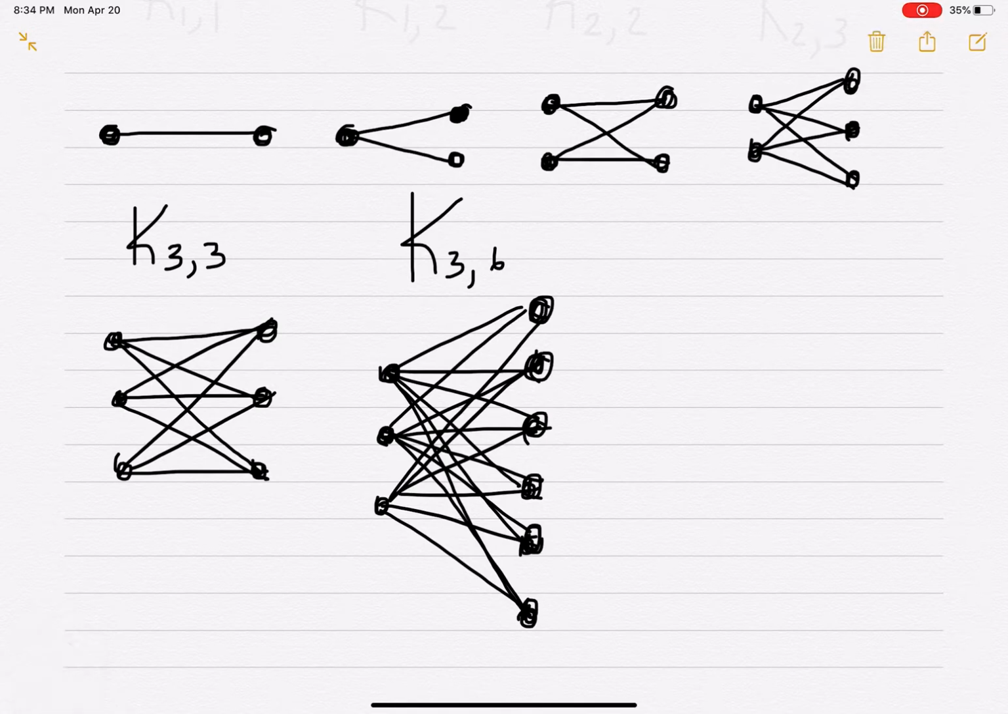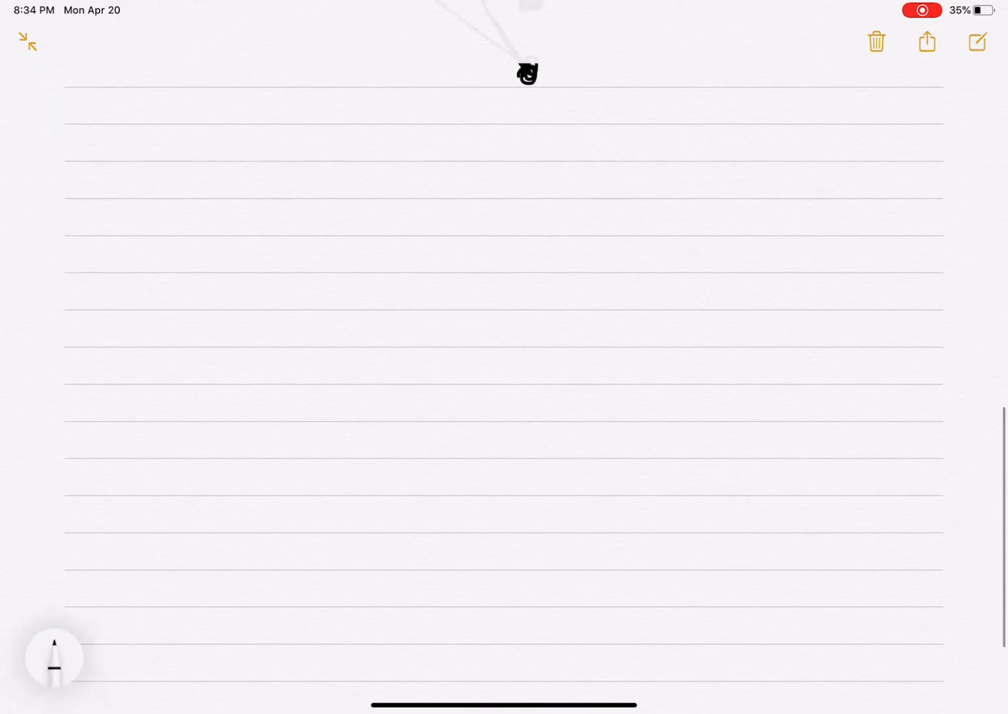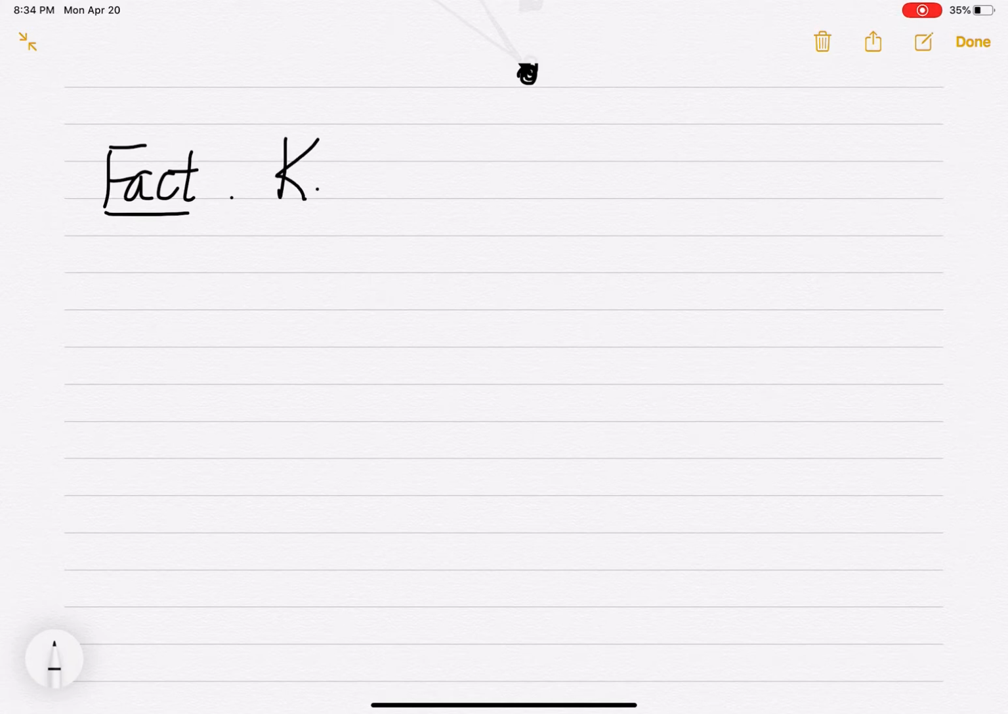All right, so here's the question. Fact: how many vertices does K_{m,n} have? We know it has m plus n vertices, right? You have m on the left, n on the right, so it has m plus n vertices. How many edges does K_{m,n} have? m times n.